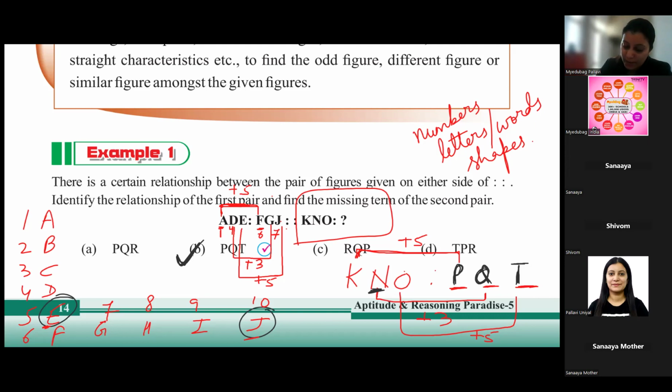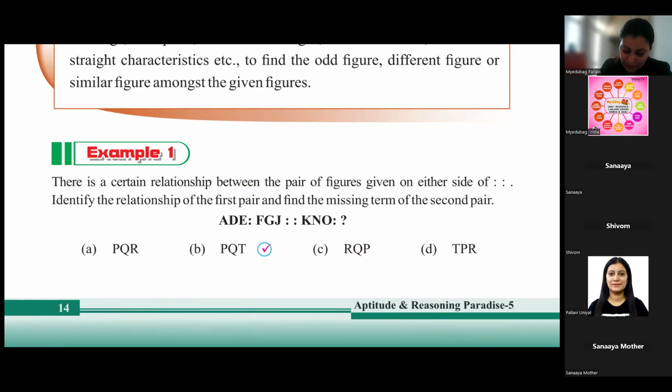Now the same type of analogy we'll see in numbers also. For example, if we take a set of numbers, say one pair we have 5 is to 7. And suppose the next pair, 11 is to, you have to tell which number should come here. So we'll see what relation we have between 5 and 7, and the same thing we'll apply over here.